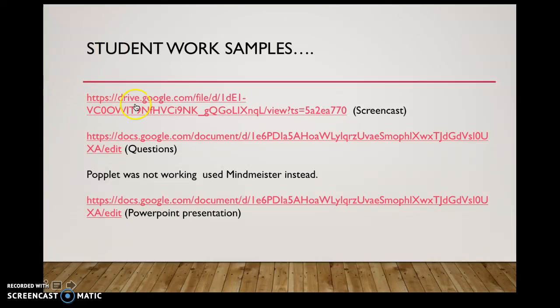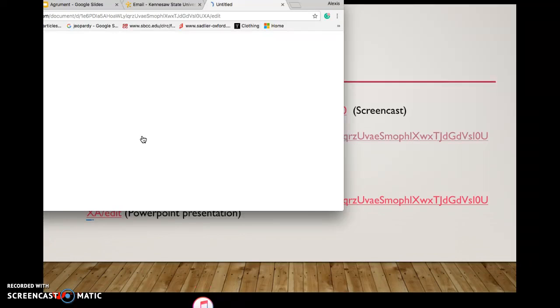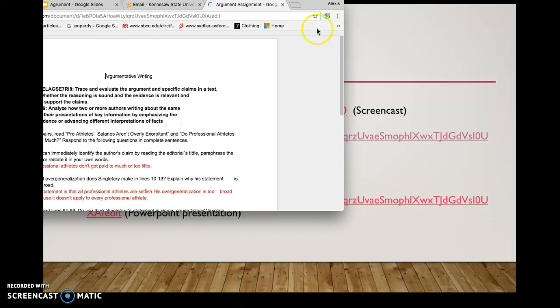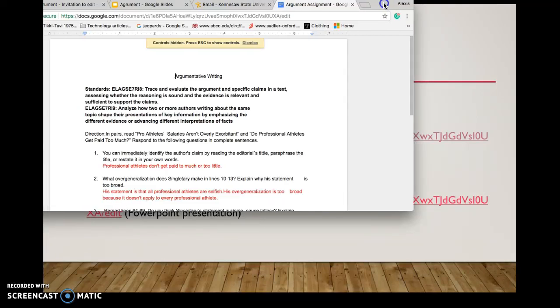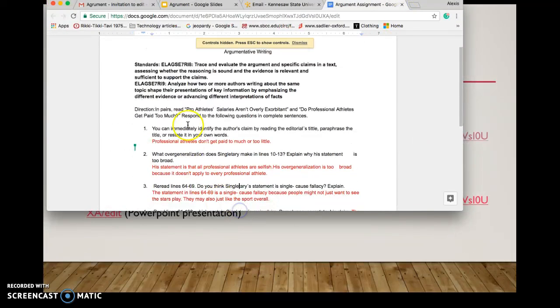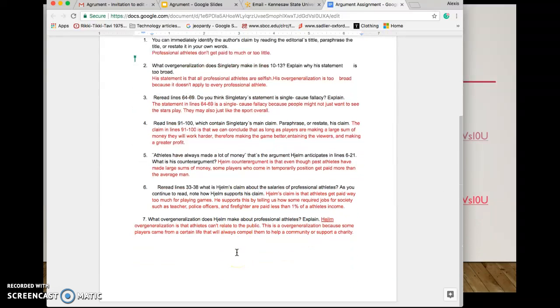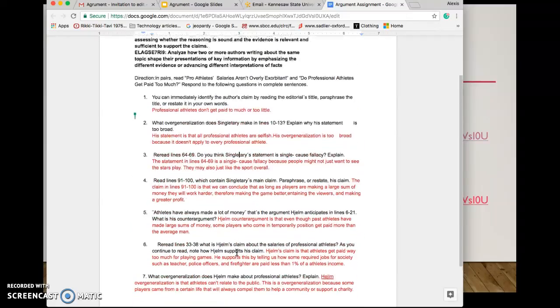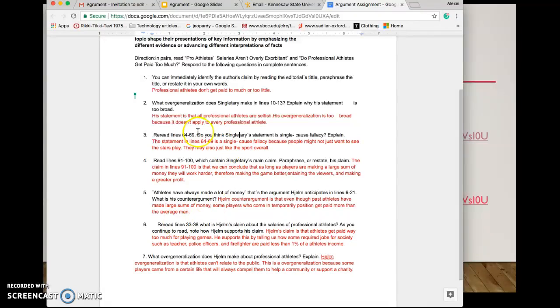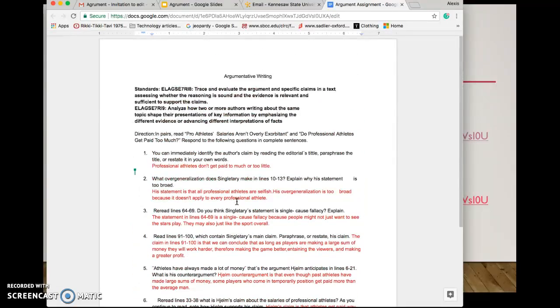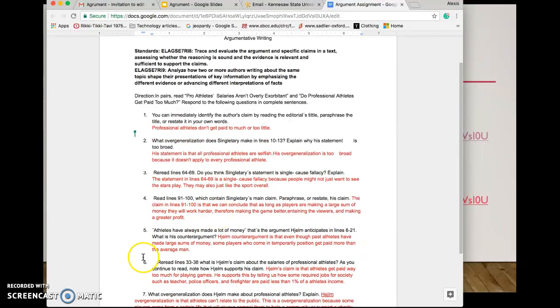So here are some student work samples. I will start with the questions. And here, I listed the standards for the students. Okay, in pairs, read "Pro Athlete Salaries Aren't Overly Exorbitant." Here are the instructions for them, and their answers are in red. Okay, so there were only 7 questions, and in their pairs or their groups, they answered them collaboratively to, of course, cut down on the time spent on everybody working on the same thing.